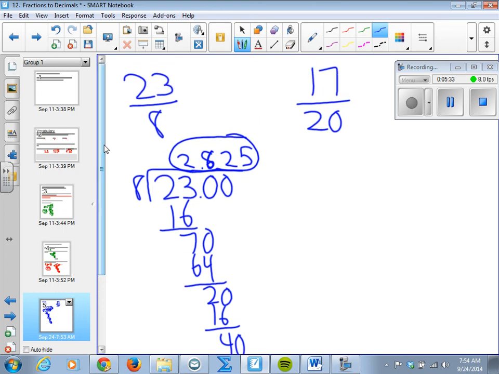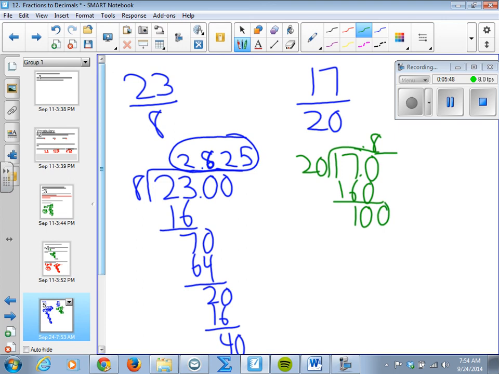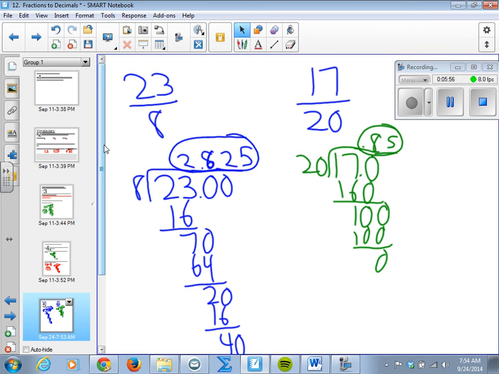And then 17 twentieths. That's 17 divided by 20. Can't go in, add the 0. So we have 8 times. Okay, 20 can't go into 10, bring a 0 down. 20 into 100, 5 times evenly. And we're good, 85 hundredths. And that is how I convert fractions into decimals.